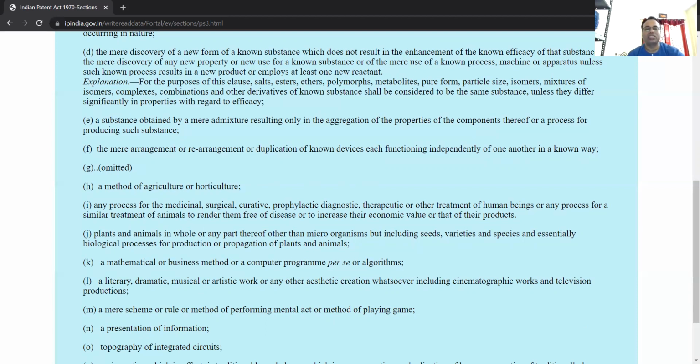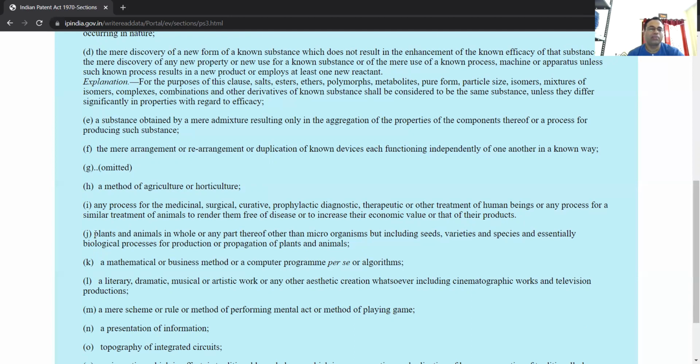Similarly, a process for medicinal, surgical, curative, prophylactic, diagnostic, or therapeutic treatment. This is also a process. The process by which a doctor is treating a patient is not patentable. So the simple thing we need to keep in mind is that anything which is going to stop a doctor or medical professional from doing his duty will not be patentable, and anything which is going to stop a farmer from doing his duty is also not patentable. So method of agriculture and process of medicinal or surgical treatment are not patentable. Similarly, treatment of animals to render them free of disease or to increase their economic value or that of their product is also not patentable.